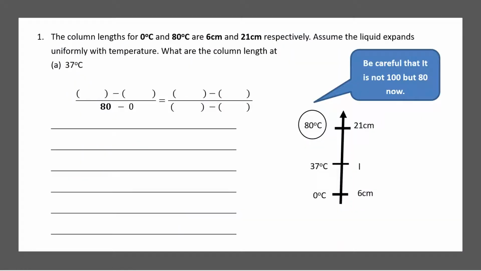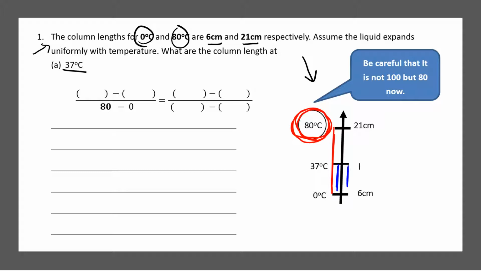Okay, question 1. The column lengths at 0 degrees and 80 degrees are 6 cm and 21 cm respectively, and you have to find the length at 37 degrees Celsius. Here, I draw the calibration graph. The change is that we don't use 100 degrees, but we use 80 degrees now. So how to do it? Simple stuff as mentioned before.